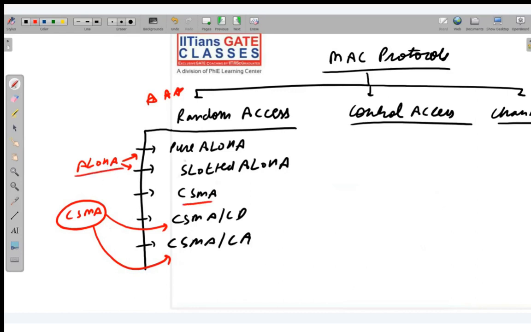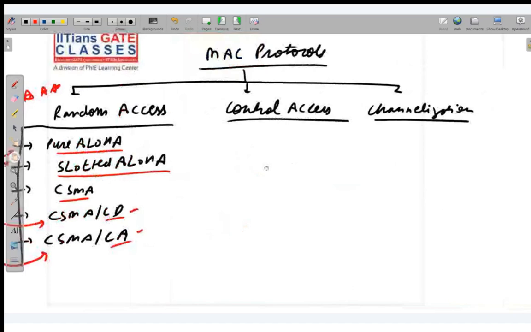Aloha is of two types, pure and slotted, and there are two extensions of CSMA, CD and CA. CD is collision detection, CA is collision avoidance. Don't worry, we will study that. Okay. Next is controlled access.